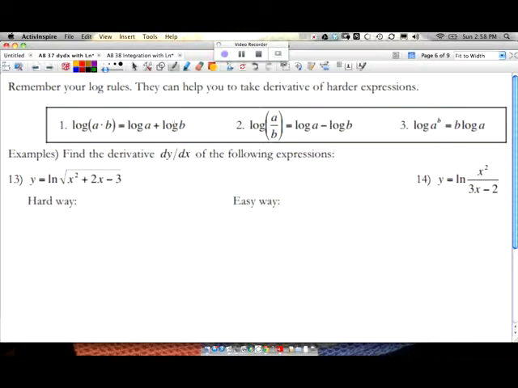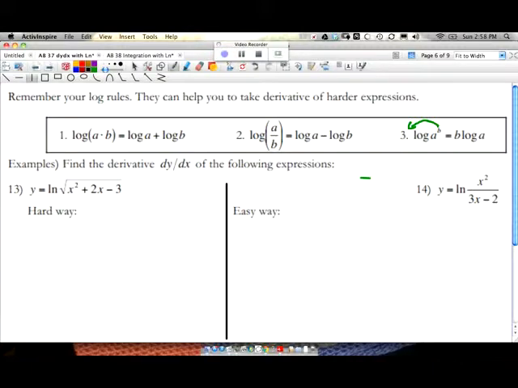So first, using a product to split into a sum, a quotient to split into a difference, or a power, we can drop the power out front. So let's look at this. For number 13, the hard way. There are really two ways that we can work our way through this. There's the hard way, and I don't know if it's necessarily the easy way, but probably a little bit shorter.